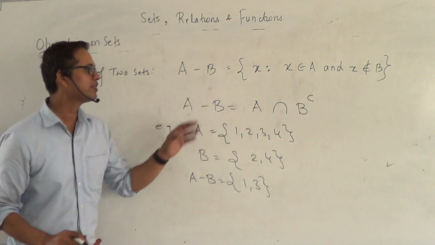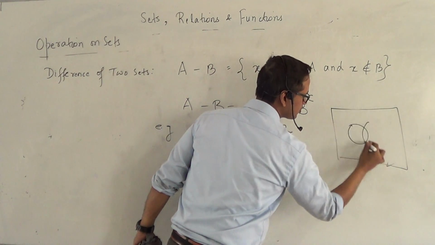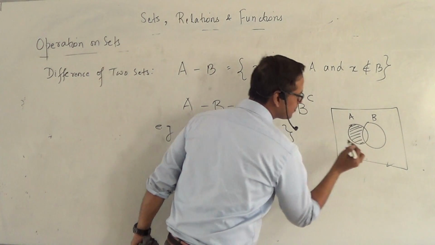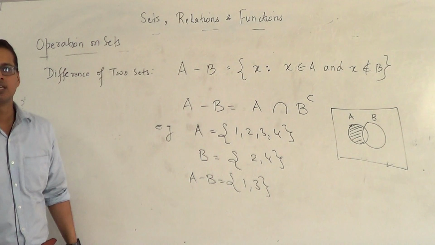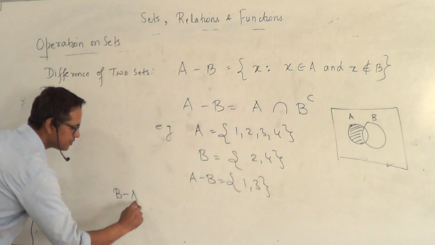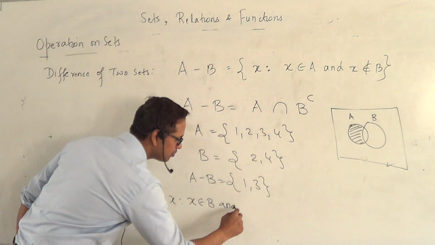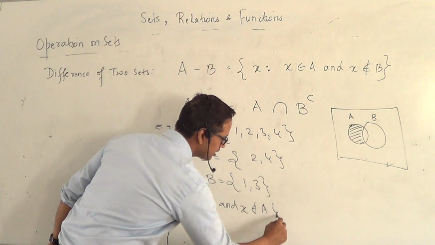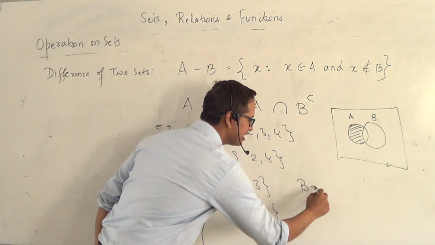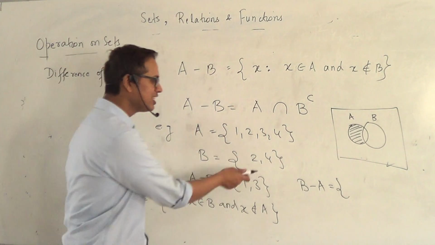Now this is something which you can also realize on the Venn diagram. A minus B is this zone. Boys and girls, please note this. Similarly, what is B minus A? All elements which belong to B and do not belong to A. For example, in this case, if I ask you what is B minus A, what will you say? Null set, because all the elements here belong to this.